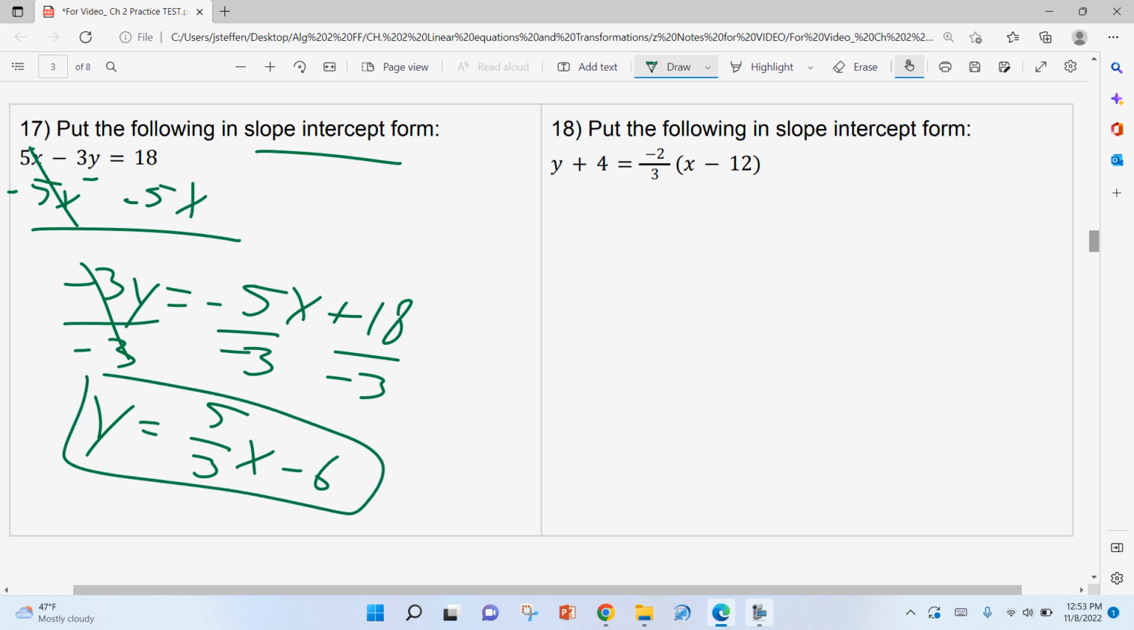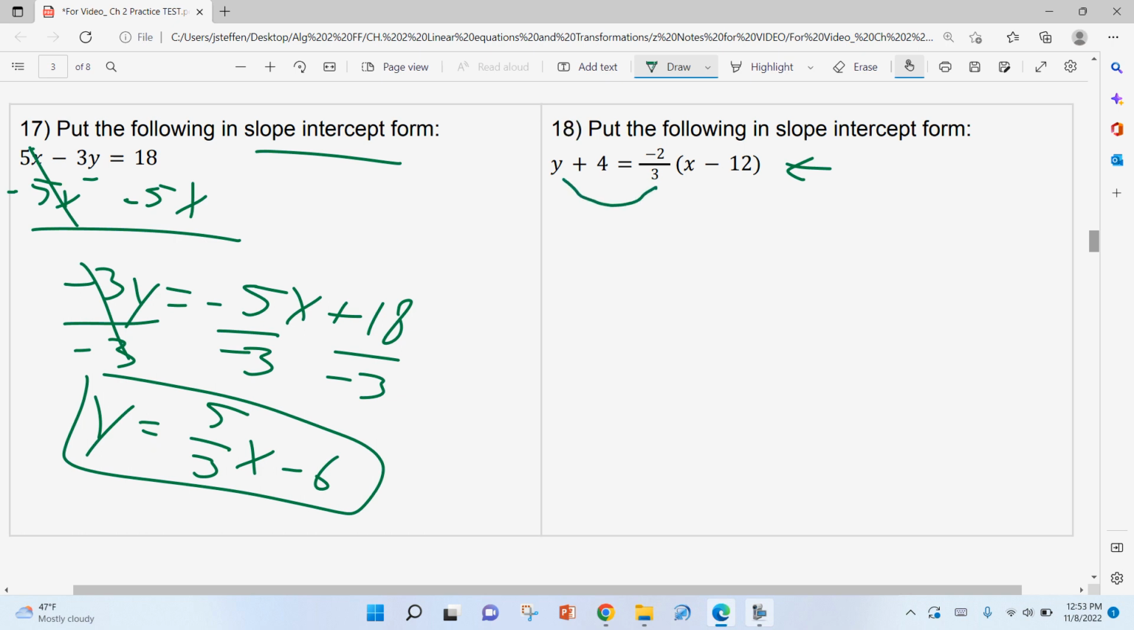Next one, put it in slope-intercept form. Now this is the one that a couple people asked about: will I ever make you put it in point-slope form and then put it in slope-intercept? Well, technically the answer is no, I'm not going to ever make you do that, but you will have a question like this where I give you point-slope form and you have to know how to put it in slope-intercept form. So again, there's maybe one or two of these, but in my opinion, it's the easier way to do it.